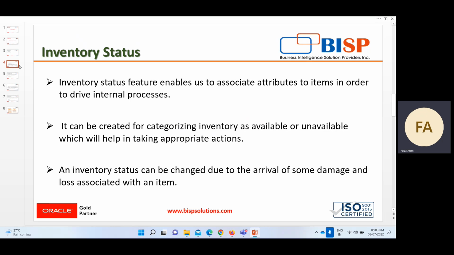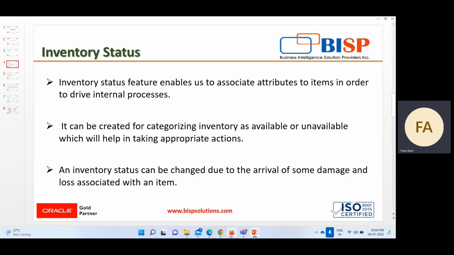An inventory status can be changed due to some damage or loss associated with an item. Like we have 20 units of an item in our warehouse and they are damaged. In that scenario, we can change the status of such units from good to damage or any other status, because such units cannot be used for selling. So this is the main purpose for changing the status of any inventory. So this is about the inventory status.